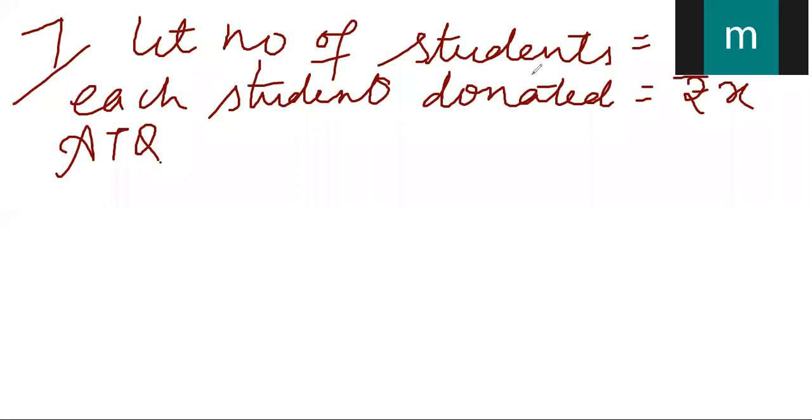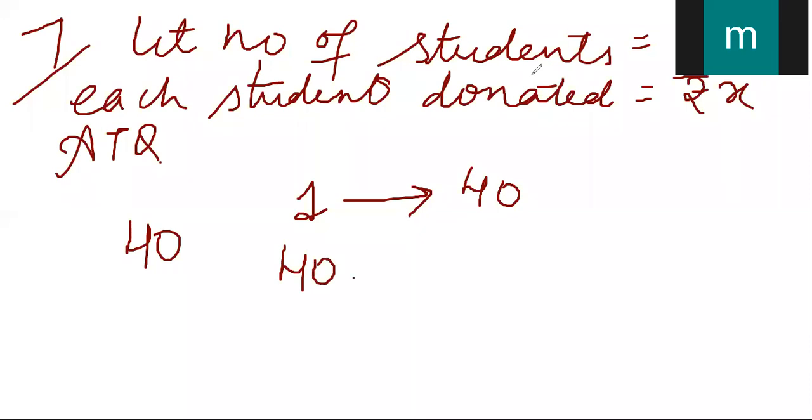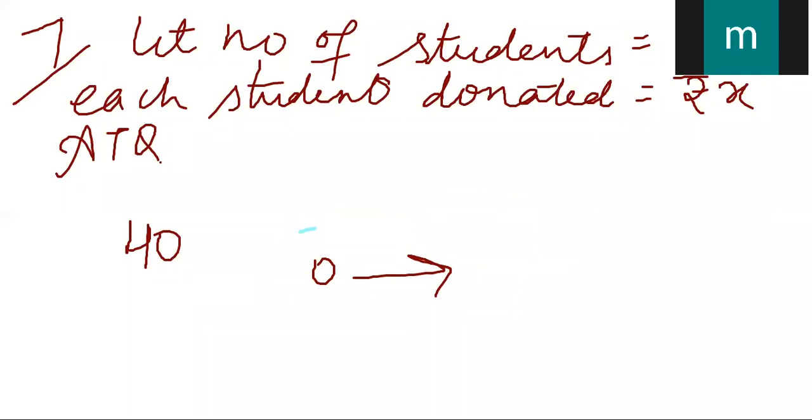See, अगर एक क्लास में 40 स्टूडेंट है, ठीक है, तो एक स्टूडेंट कितने रुपीस डोनेट करेगा? 40. टोटल स्टूडेंट कितने हैं? 40. तो 40 स्टूडेंट कितने डोनेट करेंगे? 40 into 40. Same here we have to do here.